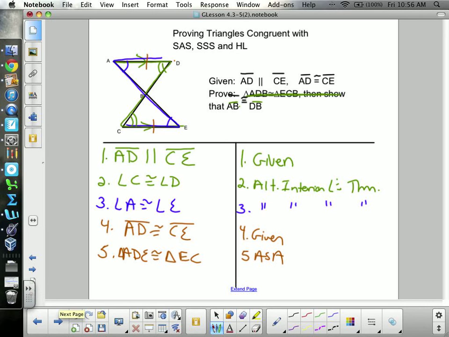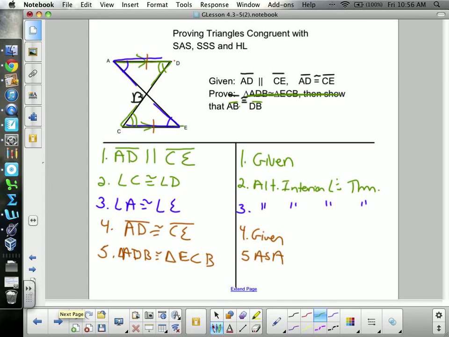B. I'm sorry, ADB. This is a B. My bad. I know it. I wrote over it. That's why. I can't even see the letters. That's a B. What's the other letters? Okay. ADB, ECB. All right.